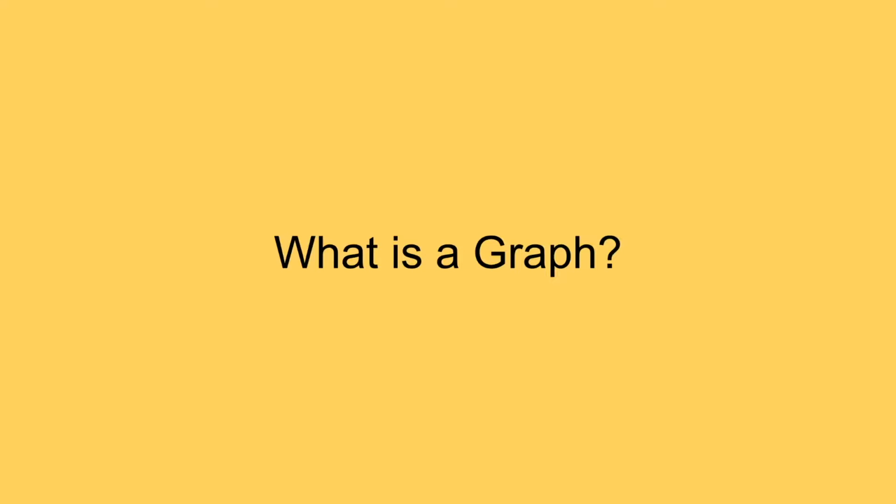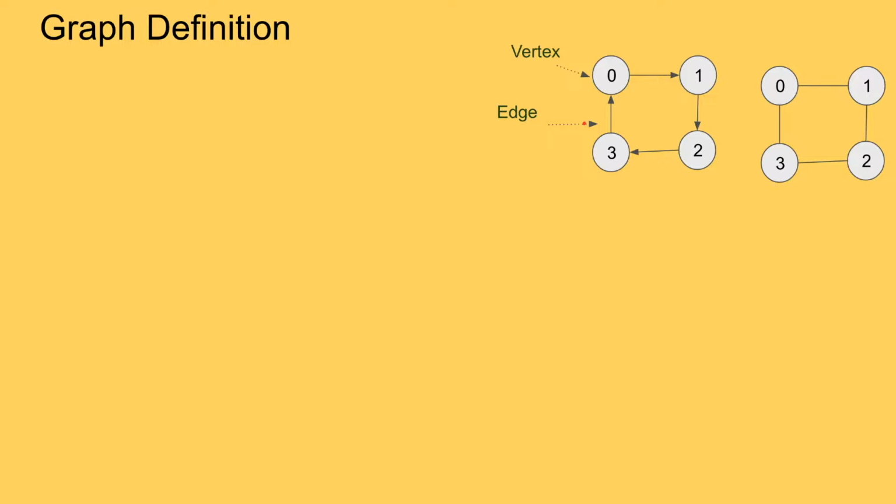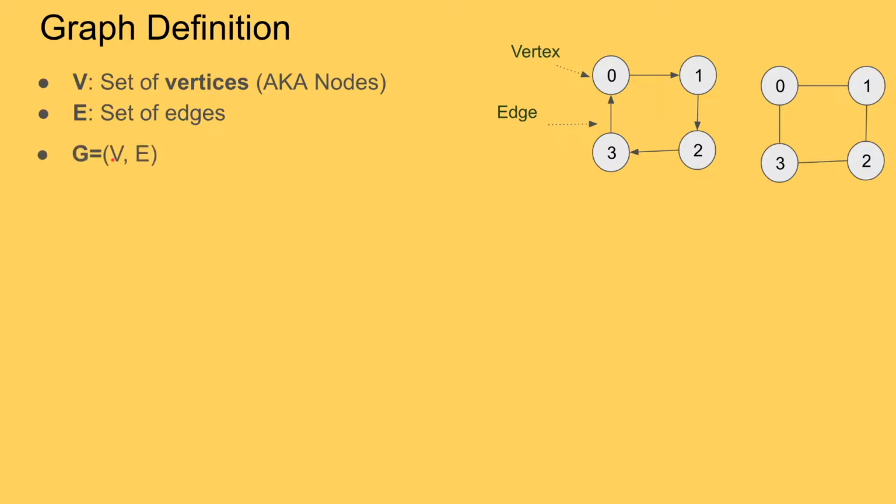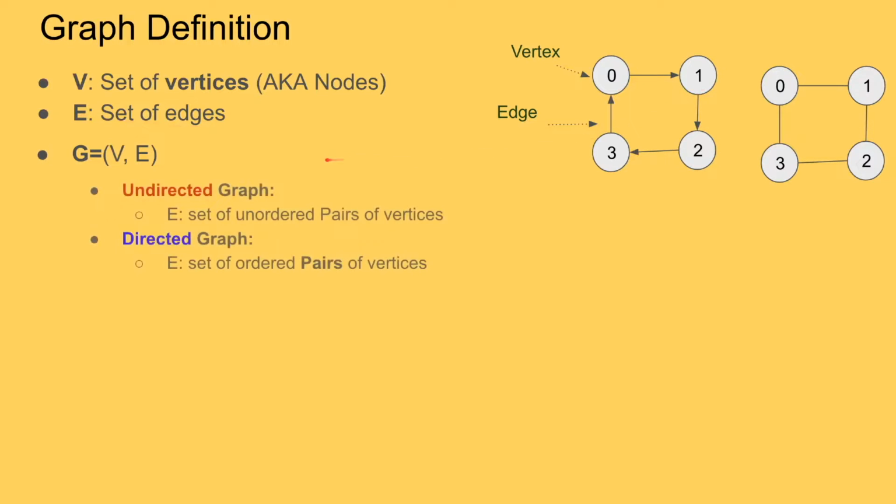What is a graph? The mathematical definition of a graph is that it has two sets, one set of vertices, also known as nodes, and one set of edges. Now, the graph itself is a tuple whose first item is V, the set of vertices, and the second item is a set of edges. So a graph is a tuple, or a pair. Each edge is between two nodes and it can be undirected or directed. If the direction matters, the edge is an ordered pair. If it doesn't matter, the edge is an unordered pair.